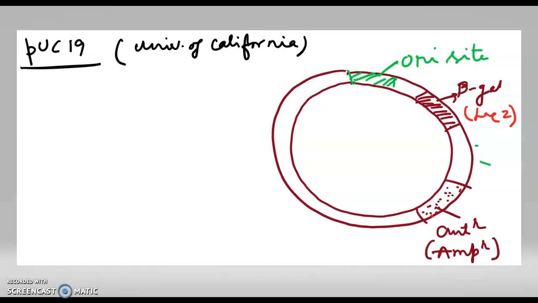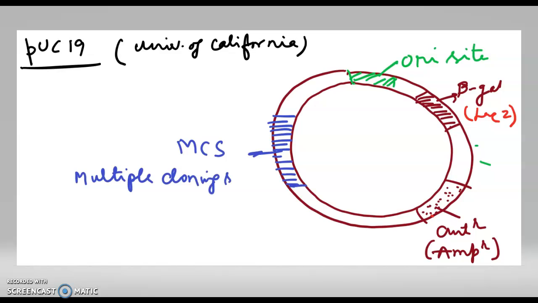The different feature from pBR322 is that it has an MCS. MCS means multiple cloning sites. Normally we say that every plasmid vector should contain recognition sites for restriction enzymes, but in this there are sites for many restriction enzymes. So this feature is also known as a polylinker.